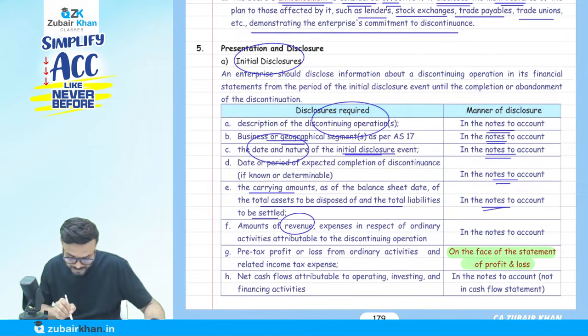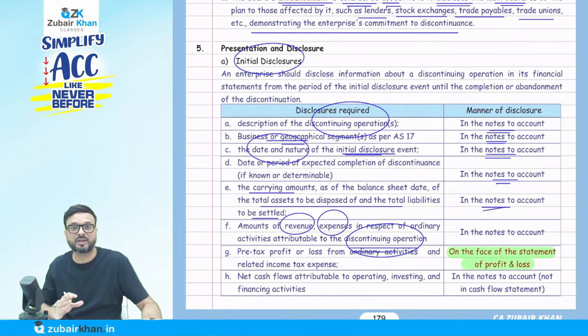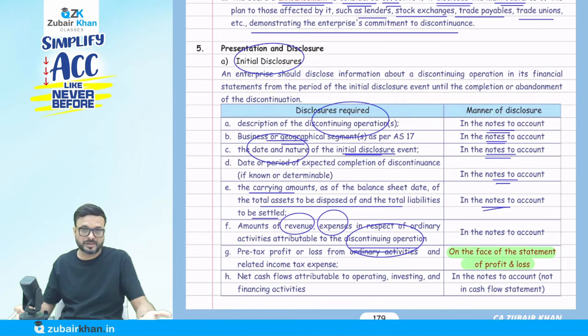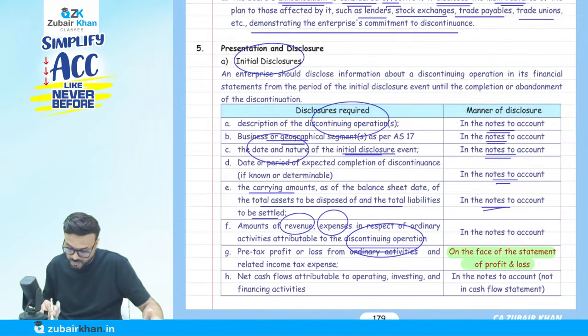Amount of revenue and expense in respect of ordinary activity attributable to the discontinuing operation. Ordinary activity, don't get confused with continuing operation. Ordinary activity is normally from that operation that you want to discontinue. Suppose I want to discontinue airlines: how much revenue and expense I have from that airline business, in the notes to account, we have to disclose them.